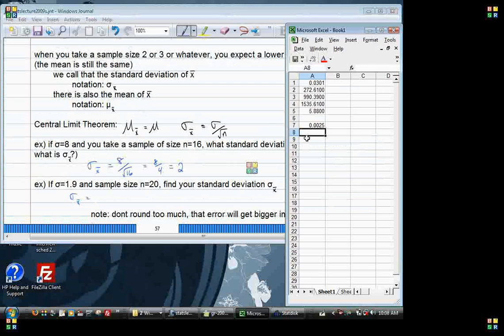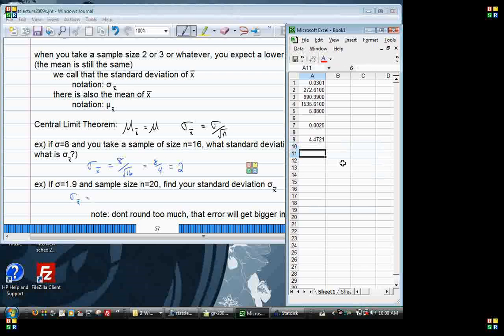Great question. So what's the command for square root in Excel? It's sqrt. So first of all, you could just type in equals sqrt of 20, and that would give you the square root of 20. But I'm going to tell you an even better and shorter way to do this.